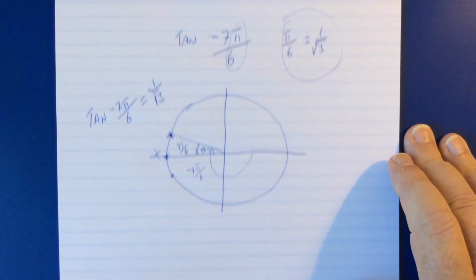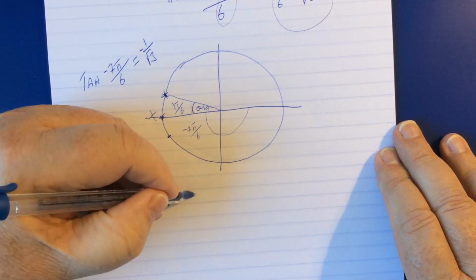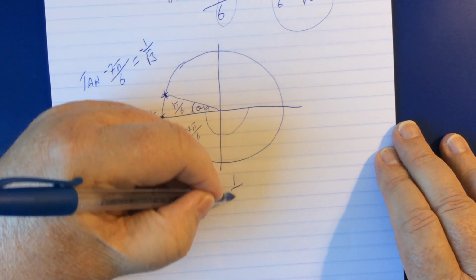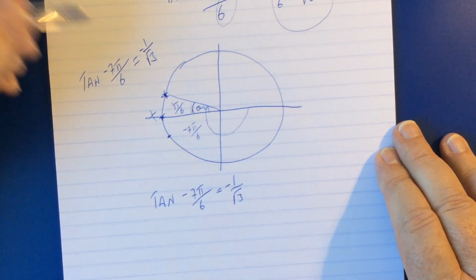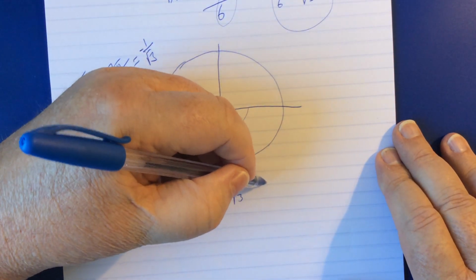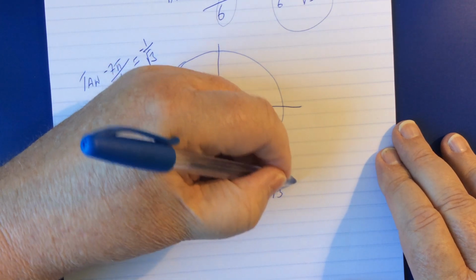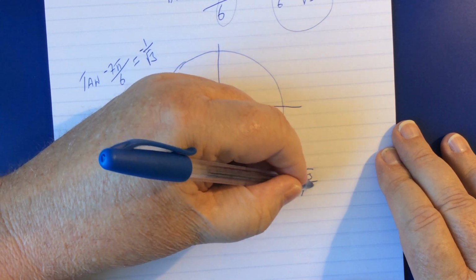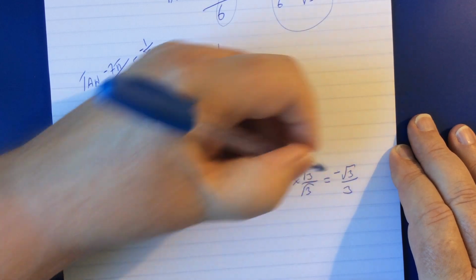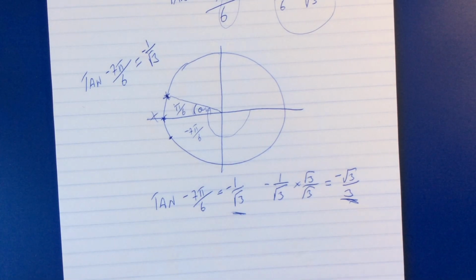Okay, well, are we finished? Not quite. So let's just get this recorded. Tangent of negative 7 pi on 6, and that is equal to negative 1 over root 3. Now, you may find that this is a perfectly acceptable answer. Some people might want you to rationalize the denominator, so I'm going to do that. Root 3 on root 3, and that's going to give me root 3 on 3, and it's going to be negative. So either that answer or that answer is correct.